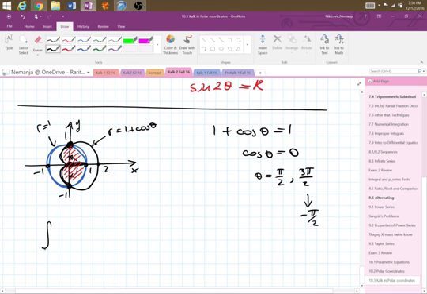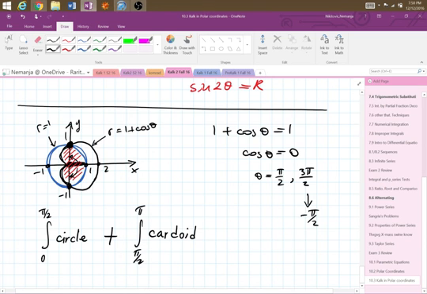I go integral 0 to pi over 2. This is how I used to think. I wasn't writing this, but this is how I was thinking. I need to work on the circle, which is the blue line, from 0 to pi over 2, and then to that I need to add the area from pi over 2 to pi for the cardioid. This is how my thinking was.